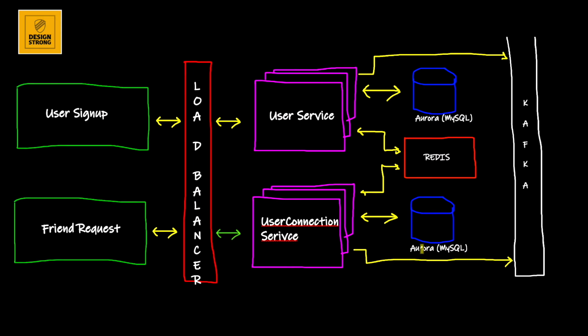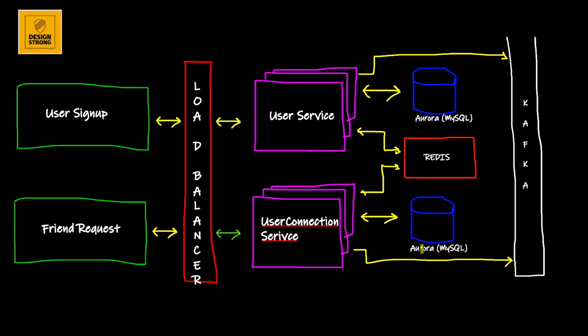Both these services will be connected to a cache in the form of Redis. Why are we storing data in Redis? Because we want to serve these two in very little time. So we can utilize concepts such as 80-20. That means 20% of the users who are generating 80% of the traffic, we can store details for these users in terms of their connections and their user info in Redis.